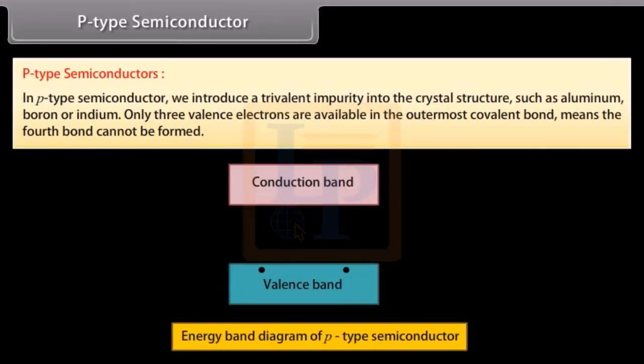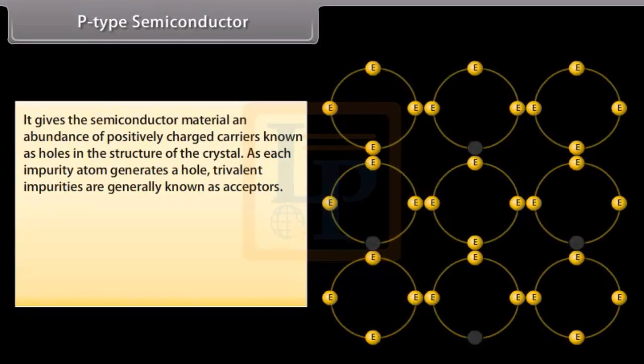P-type semiconductors. In a P-type semiconductor, we introduce a trivalent impurity into the crystal structure, such as aluminium, boron or indium. Only 3 valence electrons are available in the outermost covalent bond, which means the 4th bond cannot be formed. It gives the semiconductor material an abundance of positively charged carriers known as holes in the structure of the crystal. As each impurity atom generates a hole, trivalent impurities are generally known as acceptors.